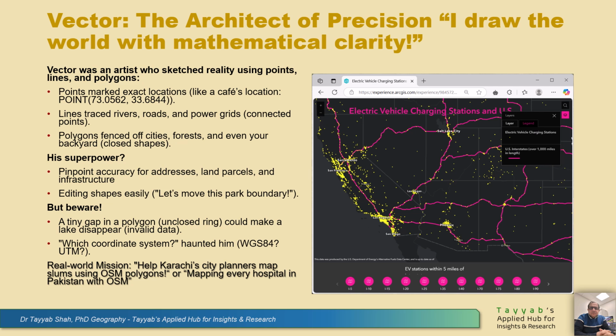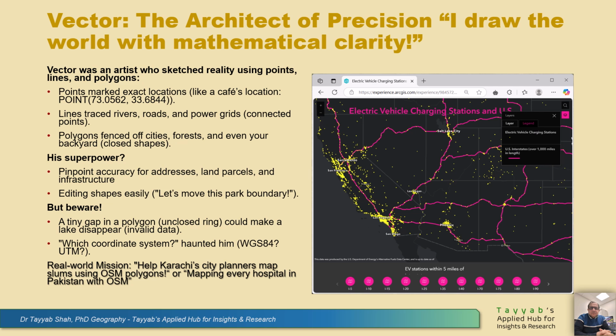His superpowers include pinpoint accuracy for addresses, land parcels, and infrastructure, and also giving you the power to edit the shapes easily. But be aware, any tiny gap in a polygon, an unclosed ring, could make a lake disappear or make your datasets invalid. So this is something you need to understand, and also be aware of which coordinate system you are using.